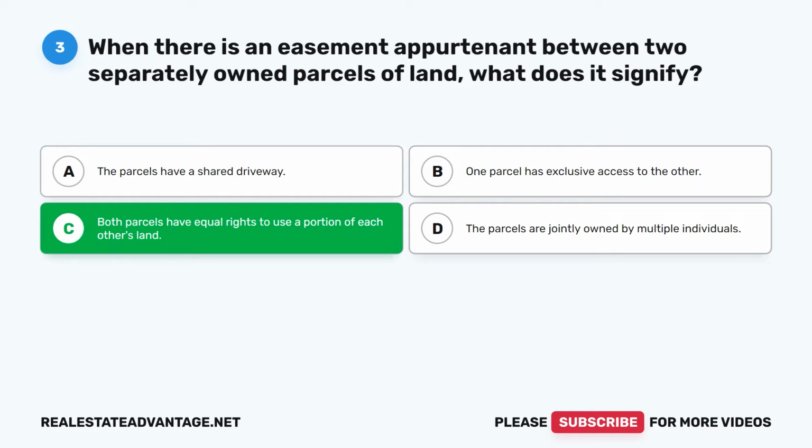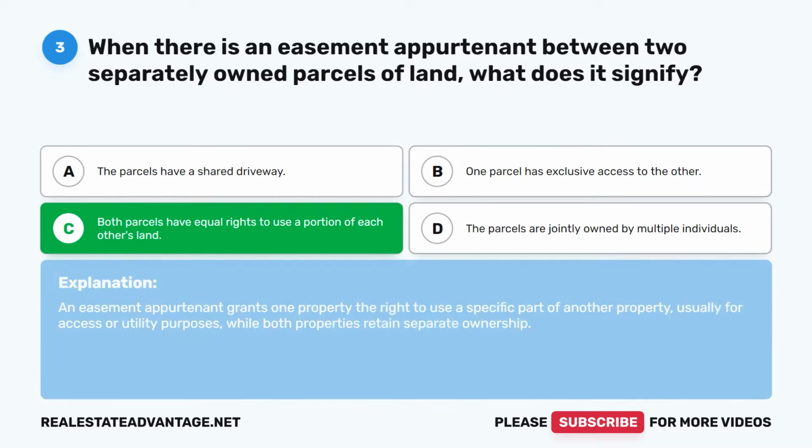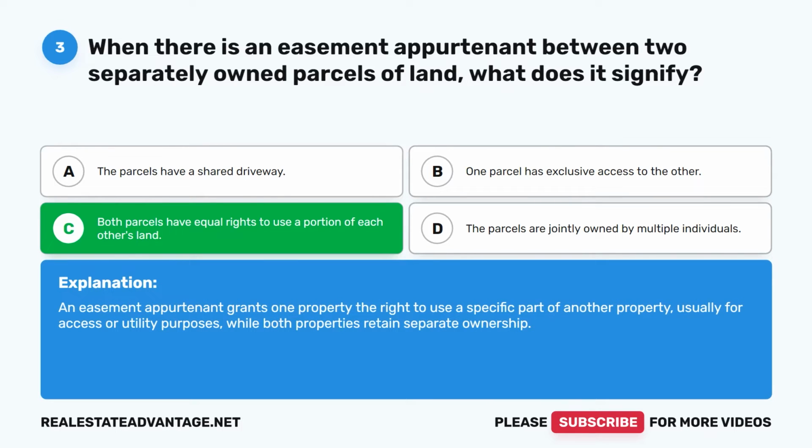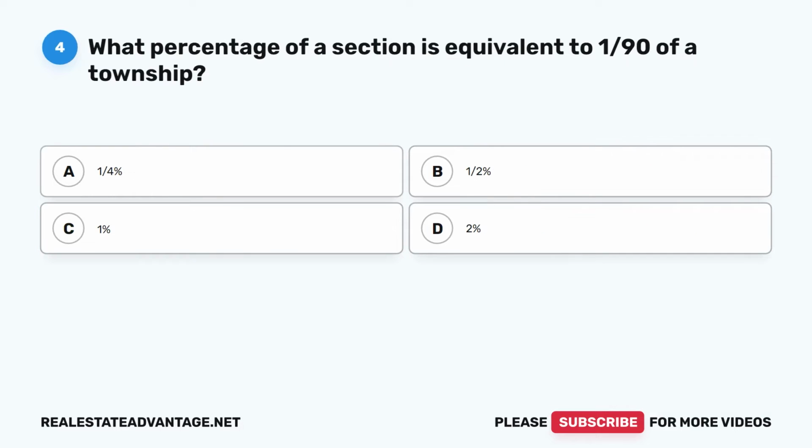The correct answer is C. Both parcels have equal rights to use a portion of each other's land. An easement appurtenant grants one property the right to use a specific part of another property, usually for access or utility purposes, while both properties retain separate ownership.